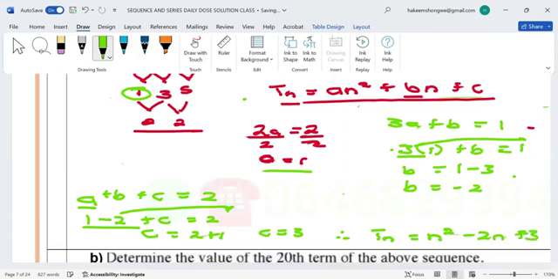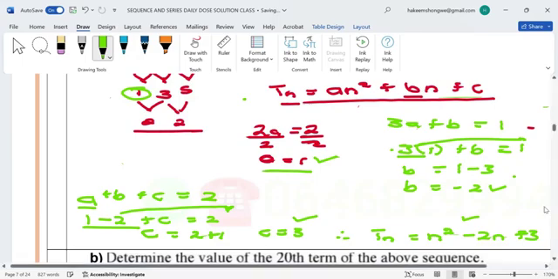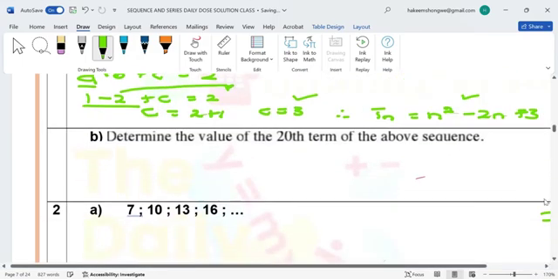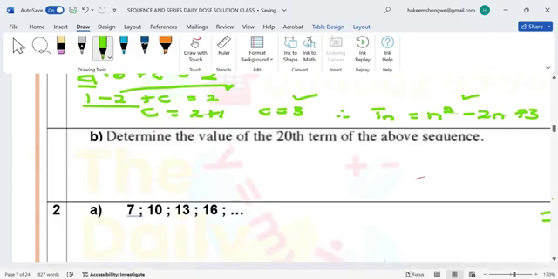Remember, for you to be able to do something like this, they were giving us 4 marks. So it's 1, it's 2, it's 3, it's 4. Now, let's check. The next thing says we should determine the 20th term. What does that mean? It means everywhere we see n, we're going to put 20. Okay, let's do that then.